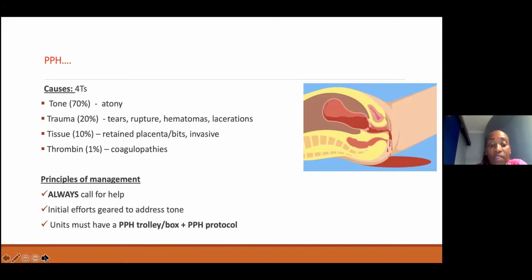Then lastly, every unit must endeavor to have a PPH box or a trolley. This can be anything simple. You can have an emergency trolley, the commercial ones, or you can even have an old suitcase converted into a PPH trolley. What's important is the contents, okay? Then you must have a protocol in your unit for quick reference, as units have high turnovers sometimes. You find maybe in the nursing care or the clinicians, the MOs, the turnover is high. So it's good to have a reference whereby you can say, okay, I know I need to give oxytocin. How much was it again? You just quickly reference and you ask yourself, have I left something out? Quickly reference, okay?